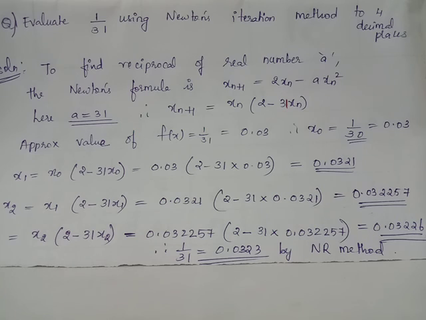Since after 2 we have a value which is greater than 5, you can round it to 3. Thus we have rounded 0.03226 as 0.0323.